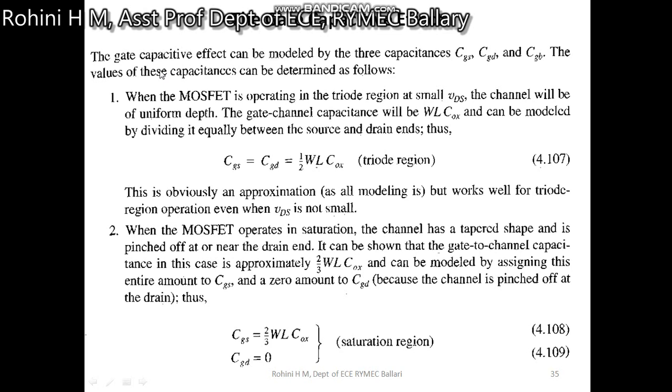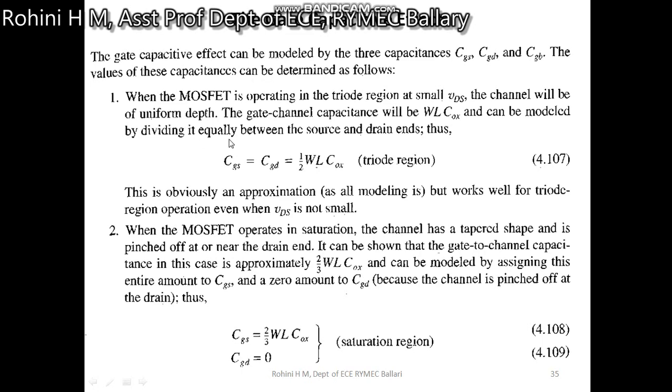Okay, so gate capacitive effect can be modeled by the three capacitances. Near the gate we find the three internal capacitances. First one, CGS, that is capacitance from gate to source; CGD, capacitance from gate to drain; and another one, CGB, capacitance from gate to body or the substrate. The values of these capacitors can be determined as follows.